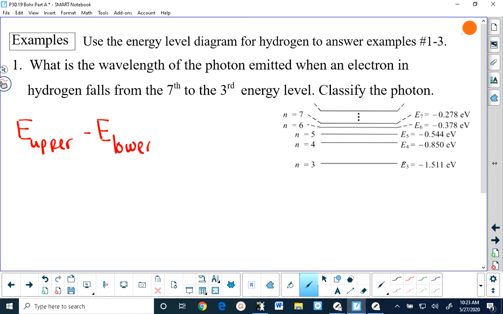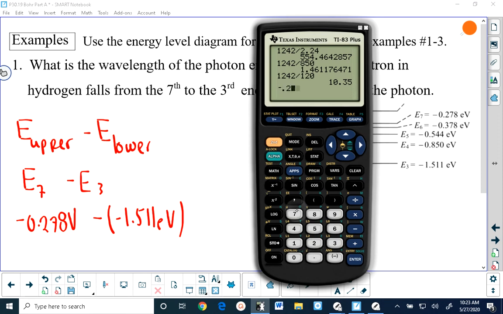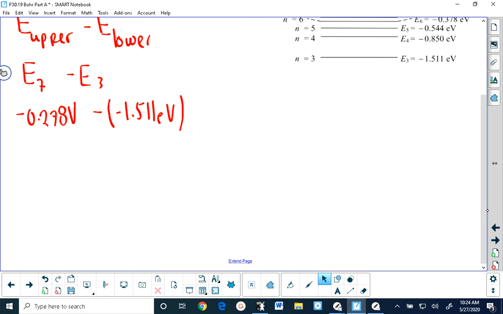So the change in the energy of the electron will be E7 minus E3, which is negative 0.278 eV minus negative 1.511 eV, and we get 1.233 electron volts.